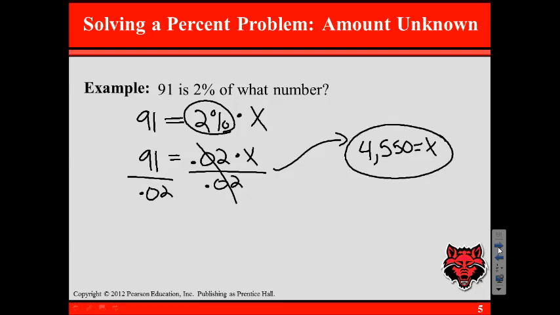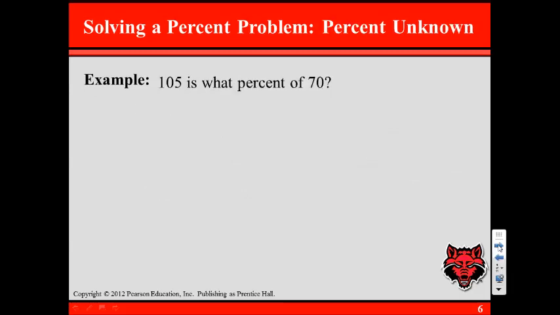So before we move on, let's see if that number could make sense. 91 is 2% of what number? Well, if 91 is 2% of the number, then the number should be much larger than 91. And in this case, it is. And so hopefully we've done the math correctly. And the answer, even if we can't guess what the answer would be, it somewhat makes sense.